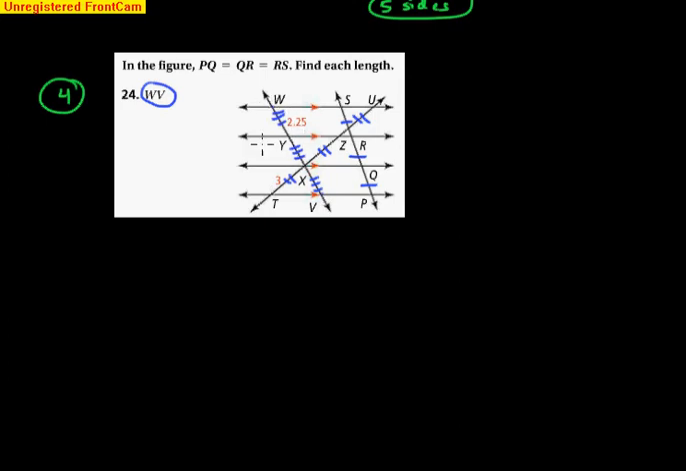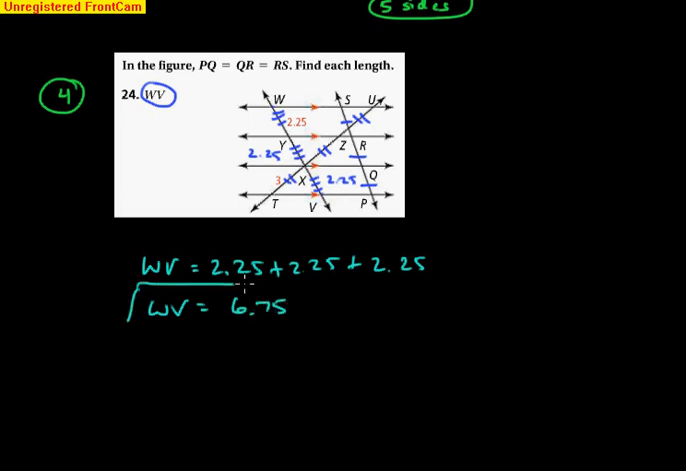Well, if WY is 2.25, then so is YX, and so is XV. So to find WV, I add those 3 up. So WV is 2.25 plus 2.25 plus 2.25. I'm not the best with decimals, but I believe that is 6.75. And there's the entire length of WV. Again, parallel lines, cutting one transversal into congruent segments, cuts all of the transversals into congruent segments.